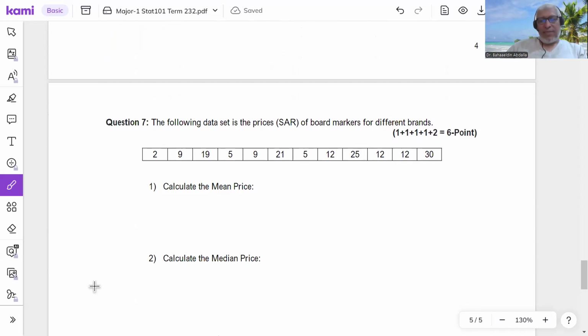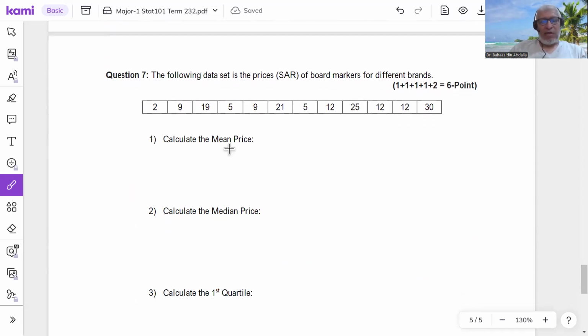The following data set is the prices in riyals for different brands. Calculate the mean. Well, the mean is the summation of all the data over n. 1, 2, 3, 4, 5, 6, 7, 8, 9, 10, 11, 12. So I have 12. Add all of these numbers by the calculator. The total is 161. So the mean is 13.4.